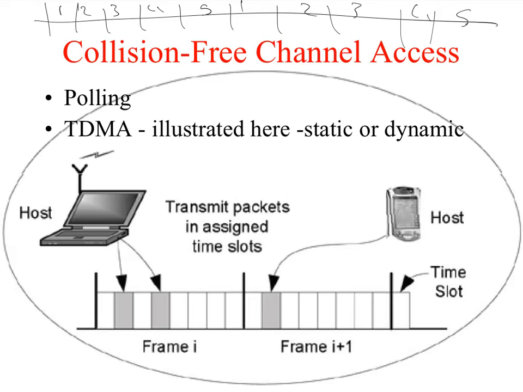Which one is more efficient, do you think? The collision-based or TDMA? This is a political answer. It's very close to being right. If the load is high, which means that the probability that everyone has something to say is high, in that case, TDMA will be good, right? Because for collision-based, if the load is high, then the probability of collision will be high.